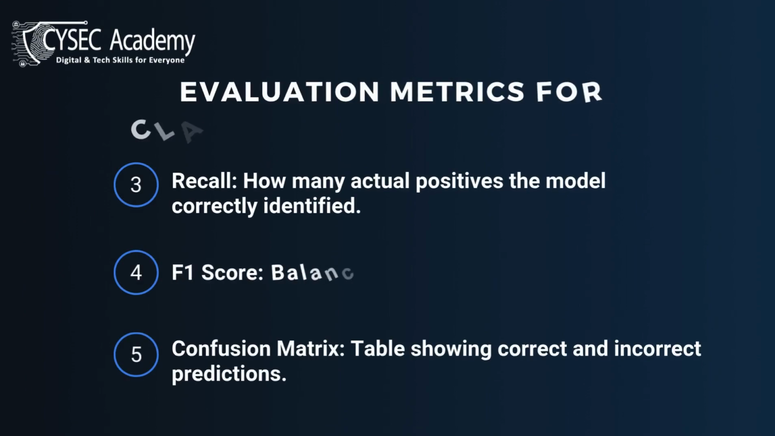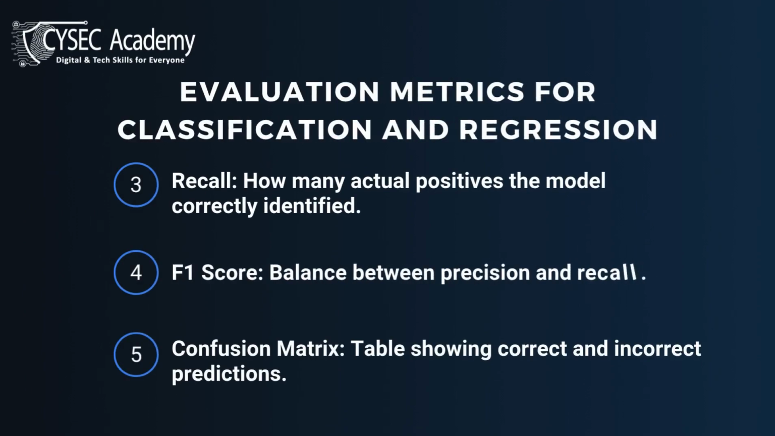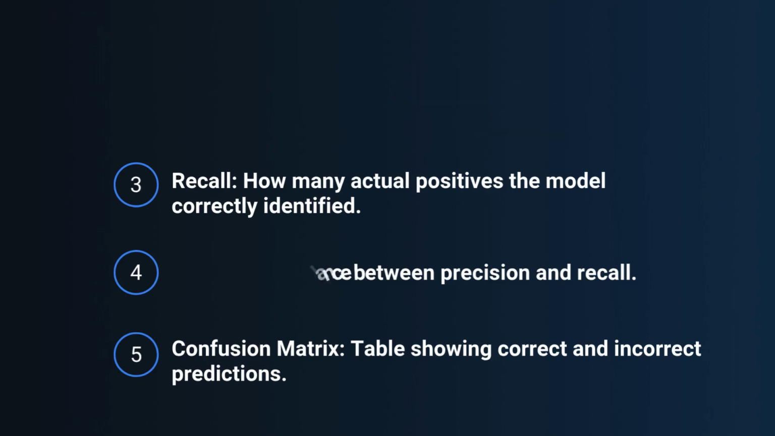Recall. How many actual positives the model correctly identified? F1 score. Balance between precision and recall. Confusion matrix. Table showing correct and incorrect predictions.